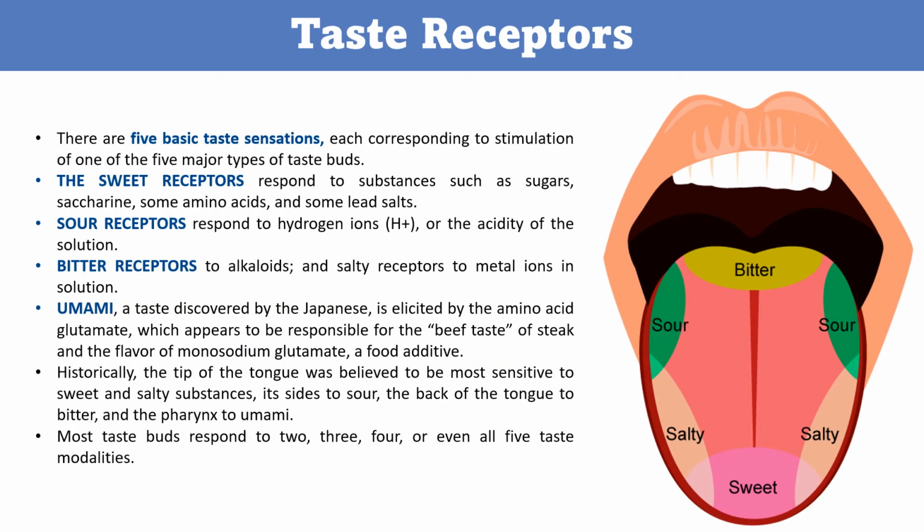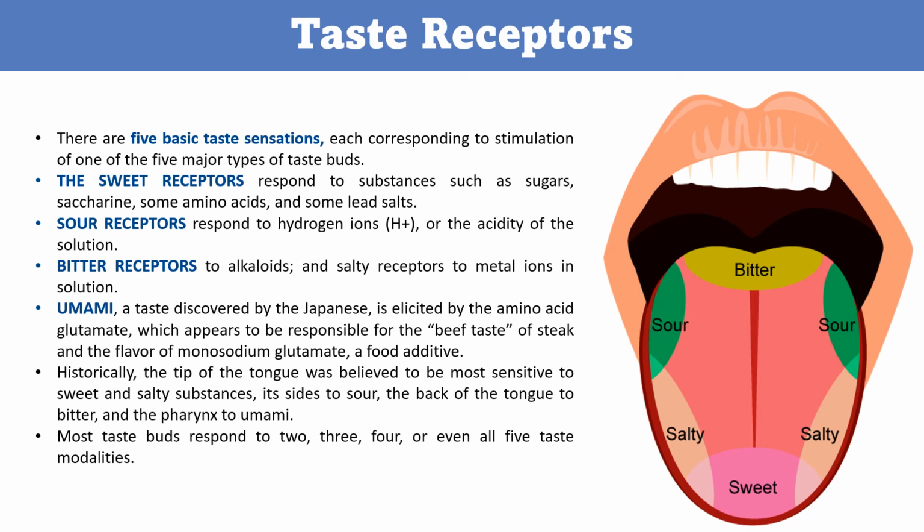Taste receptors. There are five basic taste sensations, each corresponding to stimulation of one of the five major types of taste buds. The sweet receptor responds to substances such as sugar, saccharine, some amino acids, and some lead salts. Sour receptors respond to hydrogen ions, or the acidity of the solution. Bitter receptors respond to alkaloids and salty receptors to metal ions in solution. Umami, a taste discovered by the Japanese, is elicited by the amino acid glutamate, which appears to be responsible for the beef taste of steak and the flavor of monosodium glutamate, a food additive.